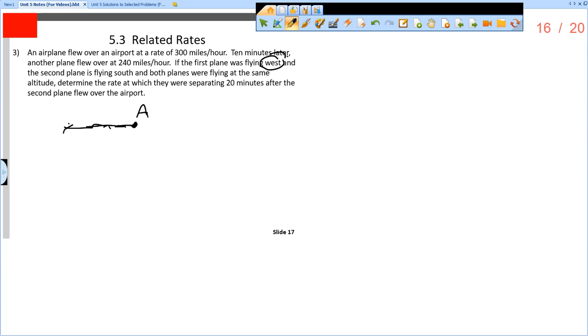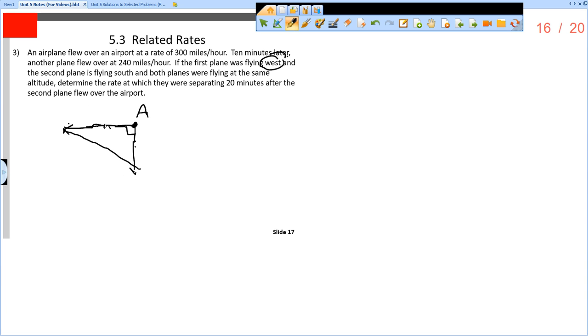All right, then we have another plane that has flown south, right? And so we would draw a line going downwards to indicate south. Now remember, we are looking at this from like a bird's eye view. All right, now the question is, how far apart were they, or the rate at which they were separating from each other. So that would be this distance here, right? So now this is a right triangle.